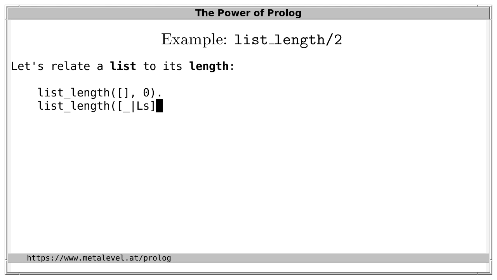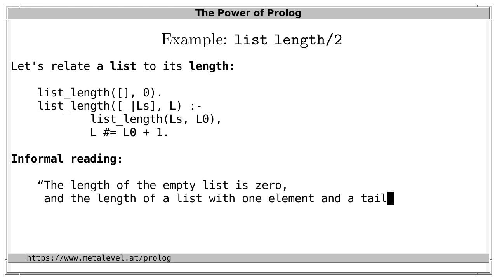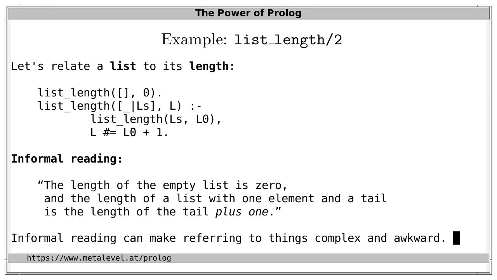And further, it also holds for a list with exactly one element and tail Ls. And in that case, the length L of the entire list is in a certain relation with the list in the first argument. Namely, if the length of the tail is L0, then the predicate is true if L is L0 plus 1. And that's it. And we can read this definition informally, for example, as: the length of the empty list is 0, and the length of a list with one element and a tail is the length of the tail plus 1, right? So this informally describes what we just stated more formally with a Prolog program.